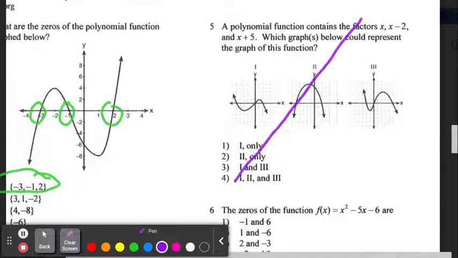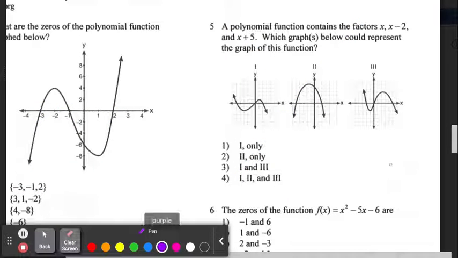For now, we're going to skip number 5. Actually, never mind. Let's try number 5. I didn't put factors in the beginning because factors and x-intercepts are different. Factors and x-intercepts are opposite signs.